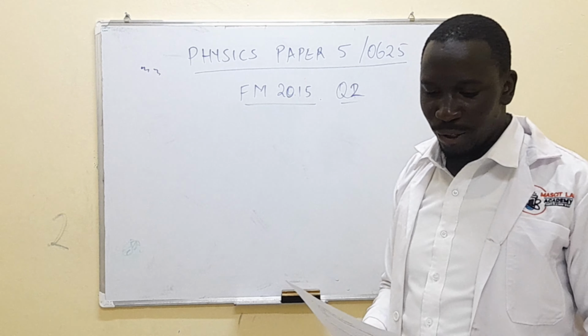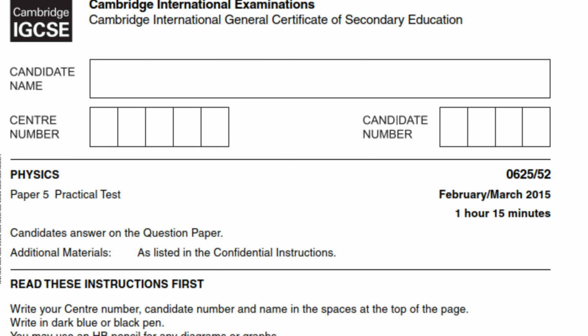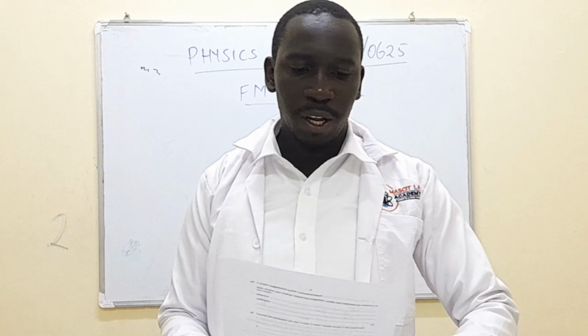This is Mwalimundolo. So once again, I want us to go through this physics paper 5, 0625. That is February, March 2015, question number 2. It's about the lens, how a lens works, how the lens forms an image on a screen.